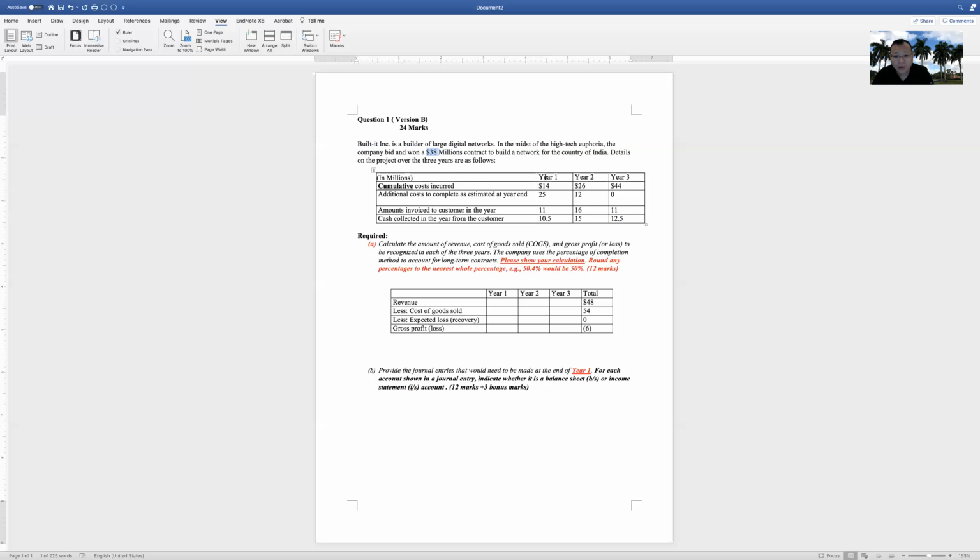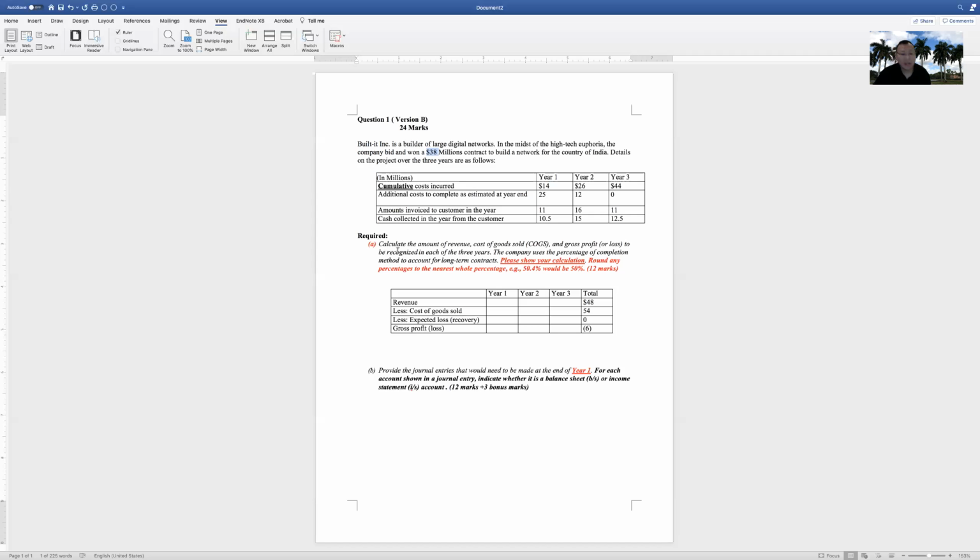So then you see year 1, year 2, year 3, and the cumulative cost, okay? This is the cumulative cost, not the actual cost for each year. This is the cumulative cost by the end of the year. Make sure you understand the difference. And here is the additional cost to complete as estimated at year end, and amounts invoiced to customers in the year. This is the billings and the cash collections, okay?